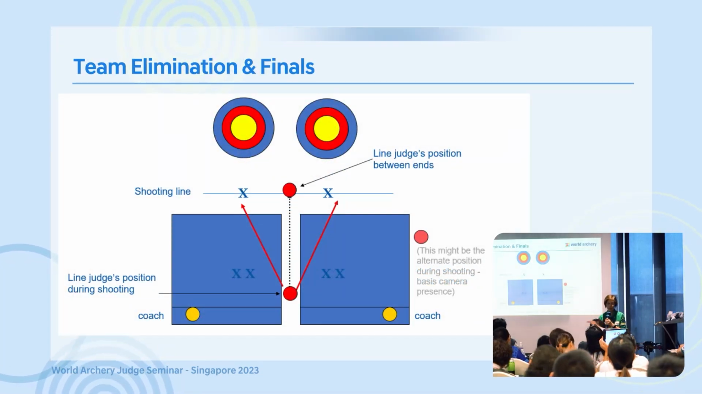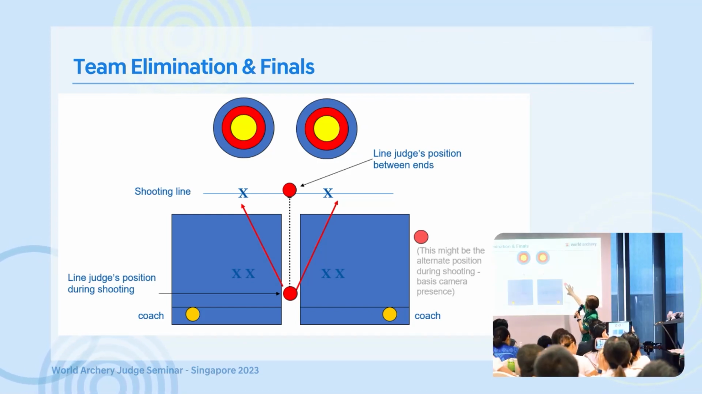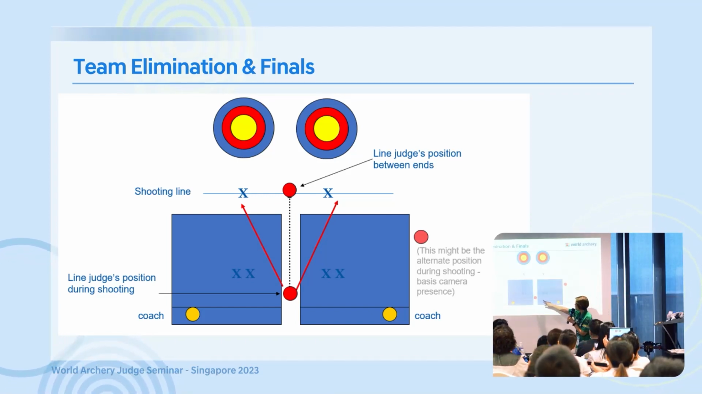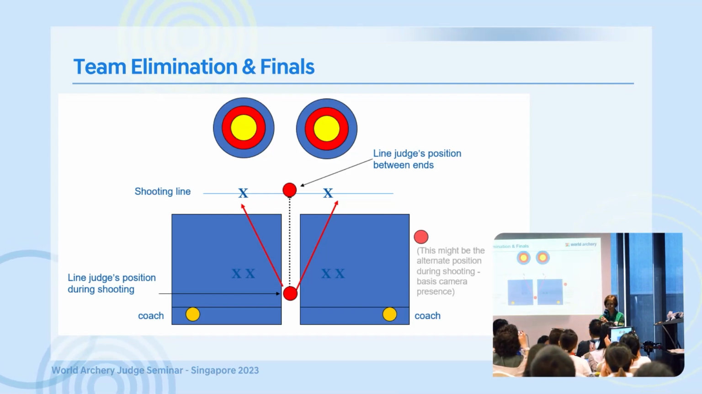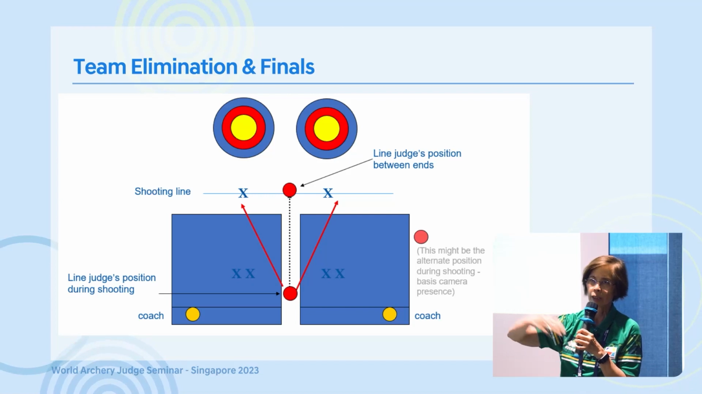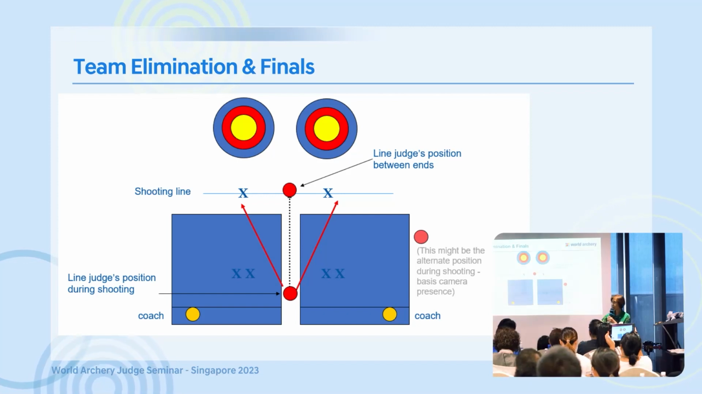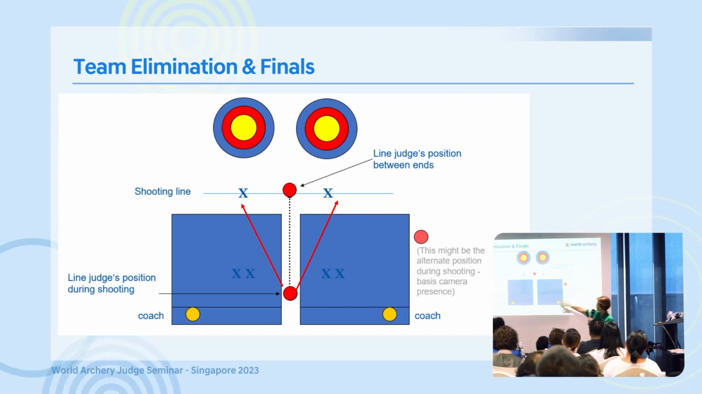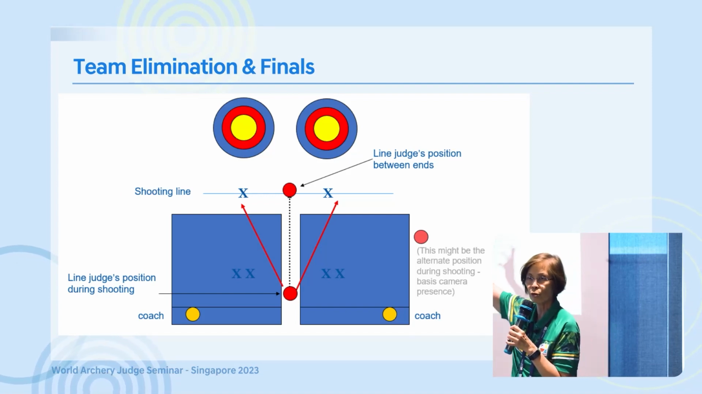And then if it's the team elimination and finals, for the finals, this is the line judge. But for the eliminations, they're at the center normally, and so they can see both archers or both teams and the targets as well. And from that position, it's easier to see the movement from the 1 meter line and the shooting line and the feet. Okay, and in between ends, that is the finals, he's up there again at the shooting line, because in the eliminations, the line judge goes to the target.